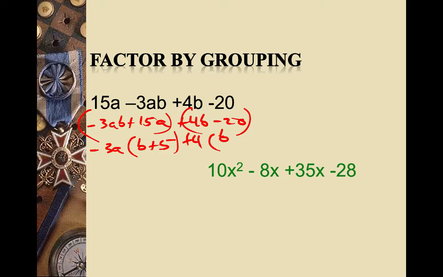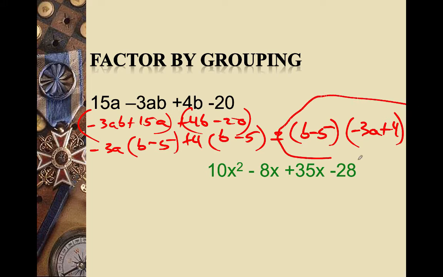Oh, I made a mistake. Holy cow! Unbelievable. This should have been a minus. I took out a negative. It's almost like I made that mistake on purpose. Good one. If I take a negative out of that positive, that needs to be a minus. And then this is minus 5. And now I can take a b minus 5 out of both of them, and I'm left with negative 3a plus 4. Yeah, right on.